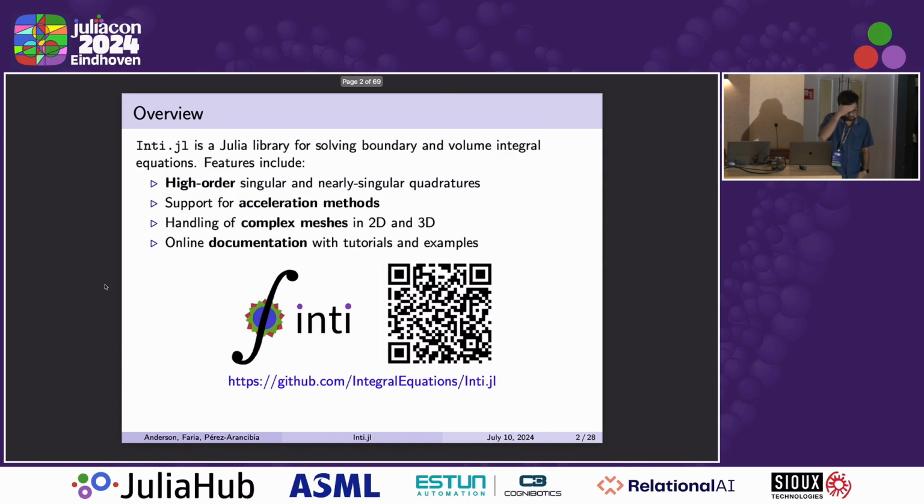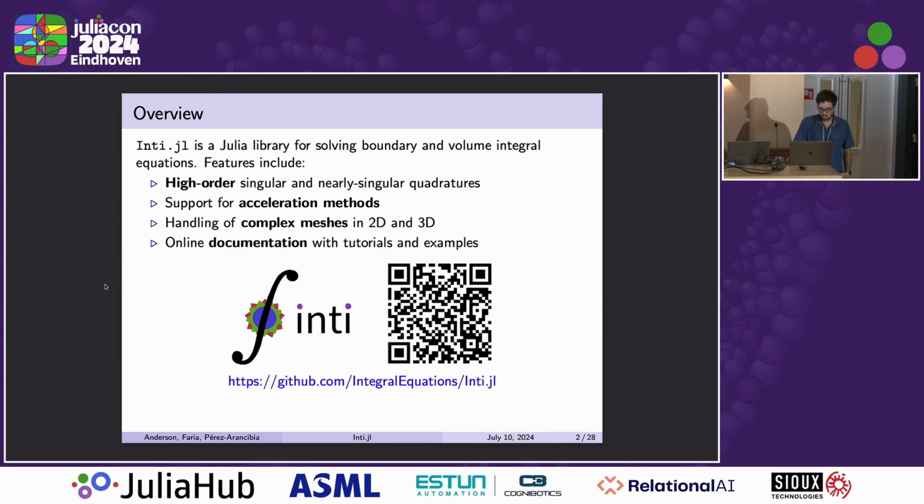Okay, so I think this will be a little bit of a technical talk in terms of the math, so I'll try to go maybe not so fast. So Inti is, like I say, a library to solve these things called boundary and volume integral equation methods. So we include high order schemes, which is really close to our research, so we hold that it's important for us. We have support for these so-called acceleration methods. We really wanted to be able to handle both academic problems and also big industrial size problems including complex meshes. There is some documentation, and you can go through the online documentation. Of course, it's not complete like any documentation, but should be fine.